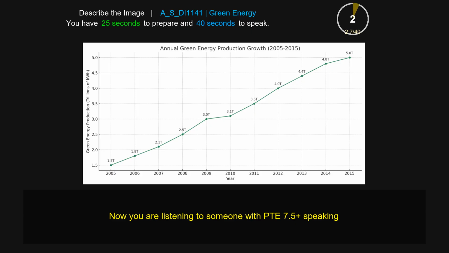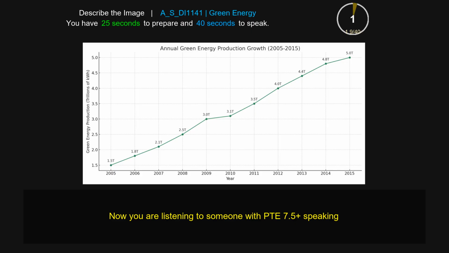The image given below shows a line graph, and it depicts the annual green energy production growth from 2005 to 2015. The x-axis shows the range of years from 2005 to 15, and the y-axis shows the green energy production in trillions of kilowatts per hour. So the lowest is in 2005 and the highest is in 2015 with 5.0 trillion energy production. Overall there is a gradual increase in the energy production over the years. This graph overall shows the green energy production growth.